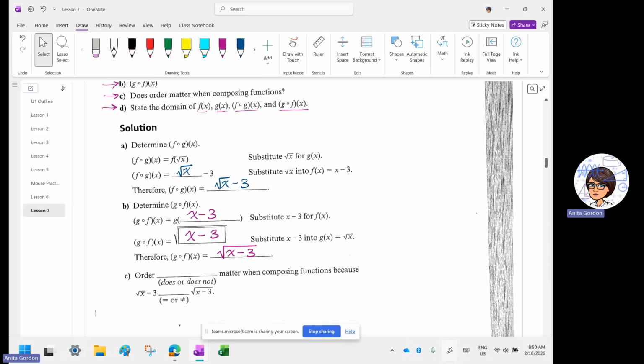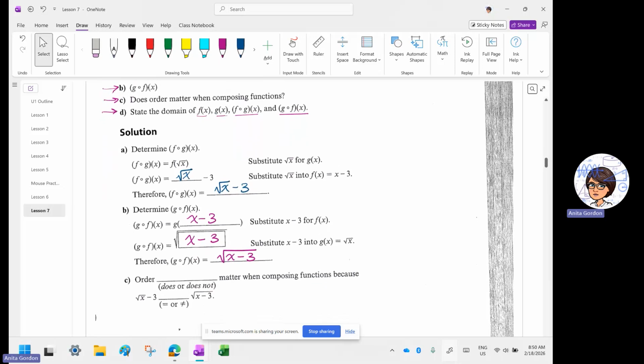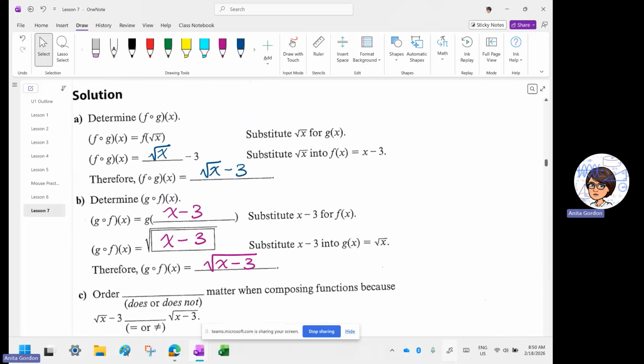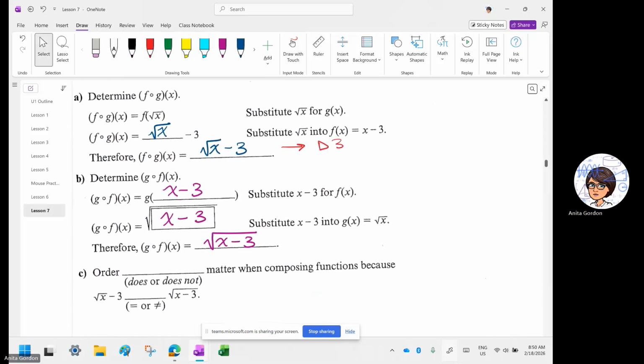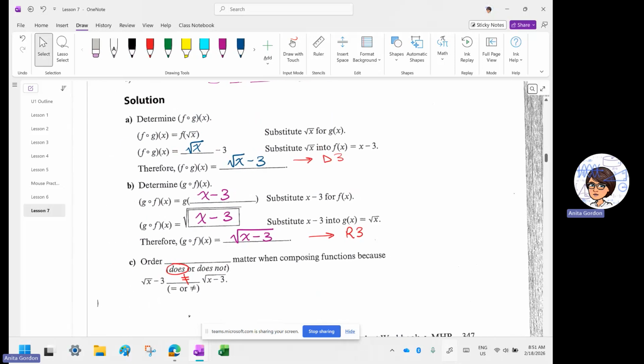So does order matter? Let's talk about it in transformation language. If I look at the blue, this is a radical function that has been moved down 3 because that minus 3 is on the outside. That's our k value in our standard equation. If I look at this equation, the transformation that I see is a radical that has been moved right 3. These are not going to give us the same picture. So order does matter. These are not the same functions. They're not going to give us the same picture.